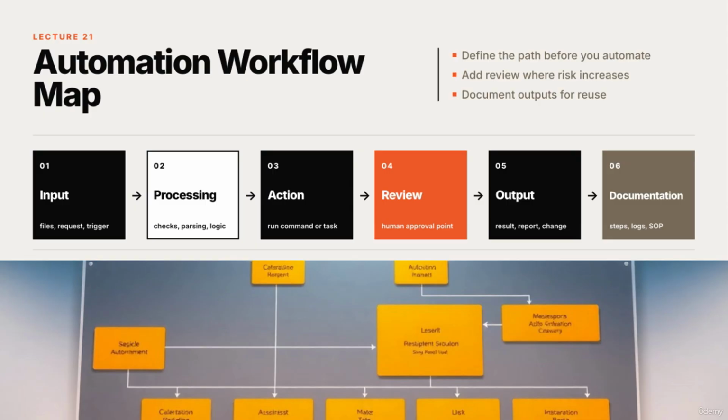This is crucial because it's where human approval or intervention can be added, especially at points where risk is higher. After review, we reach the output stage. This is where results, reports, or changes are generated as the outcome of the workflow. Finally, the documentation stage captures all the steps taken, logs created, and standard operating procedures followed to ensure everything is recorded for future use. The key takeaway is to define your entire path clearly before automating anything. Incorporate reviews at any point where you anticipate risk, and always document your outputs thoroughly so they can be reused and referenced later. This structured approach helps keep automation efficient and reliable.